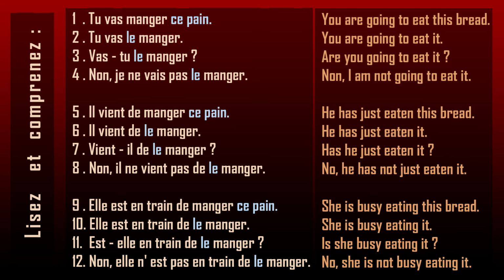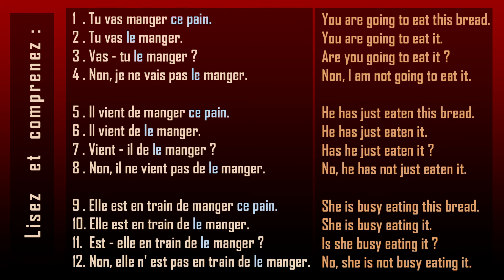Tu vas manger ce pain. Tu vas le manger. You are going it to eat. That is, you are going to eat it in English. Number 3, vas-tu le manger? Vas-tu, are you going le manger, to eat it? Are you going to eat it? See, the direct object pronoun le is placed before the main verb, le manger. Before manger, the direct object pronouns are placed. Vas-tu le manger? Are you going to eat it?